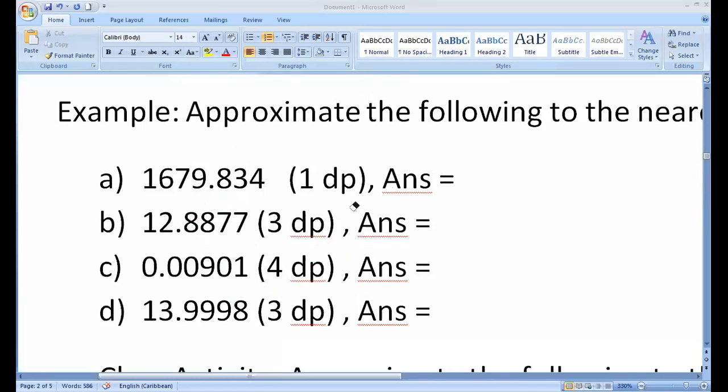So don't get confused with standard form, scientific notation, where we go to the left and then sometimes to the right. When you're rounding off numbers, you always go to the right. It says 1 decimal place to the right. So we're going to say 0 and then 1.